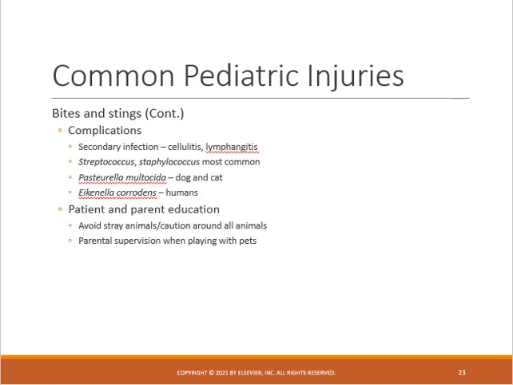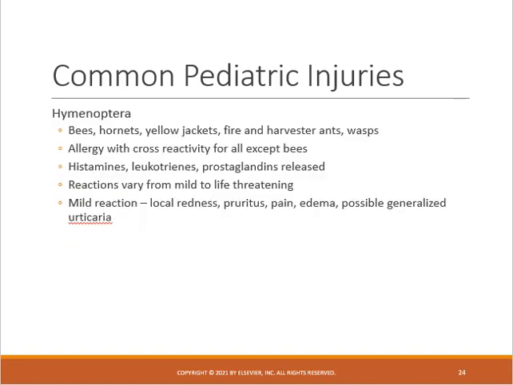One of the complications is infections. The most common organisms are streptococcus and staph. With dogs and cats, there is an organism called Pasteurella multocida, and if it's a human bite, you can get an organism called Eikenella corrodens. In the education area, it's important for parents to educate their children to stay away from stray animals and use caution around animals that they are not familiar with, and to have parental supervision when playing with pets.